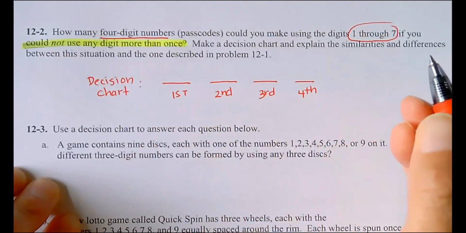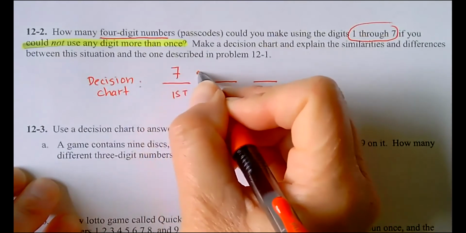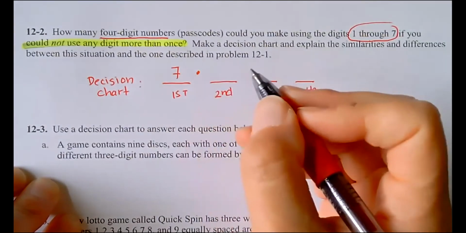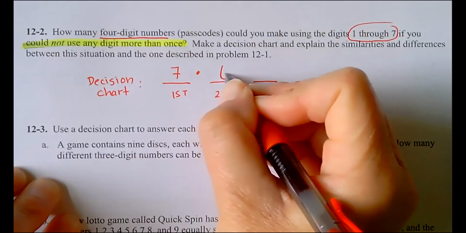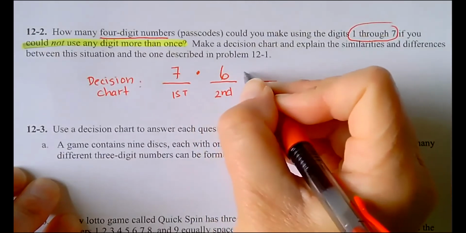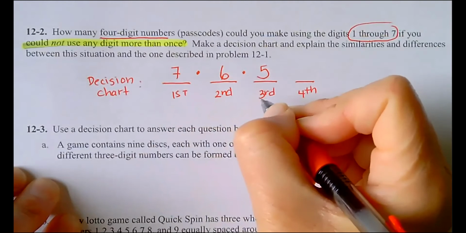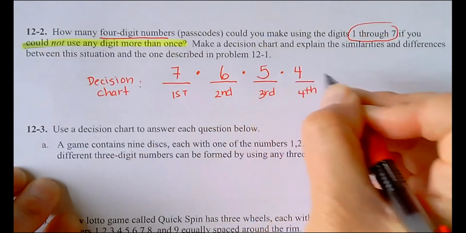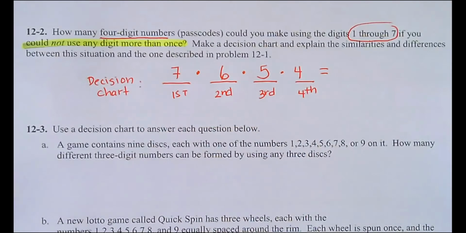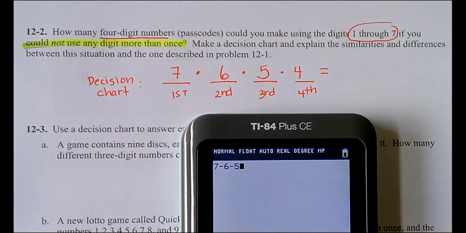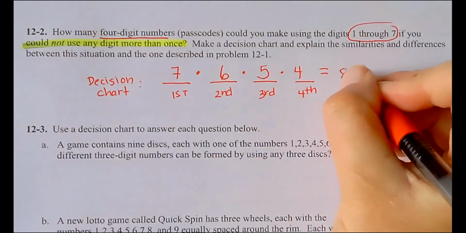Now for the first one, I'm going to have 7 choices because all 1 through 7 will be available. But once I've used that first number up, I no longer have it to use. So now I'm going to have 1 less. I only have 6 numbers. And now that I've used 2 numbers, I now again have less. I have only 5 numbers left. And then 4. So now we're going to work that out. We're going to take 7 times 6 times 5 times 4, and we end up with 840. And that is our answer.